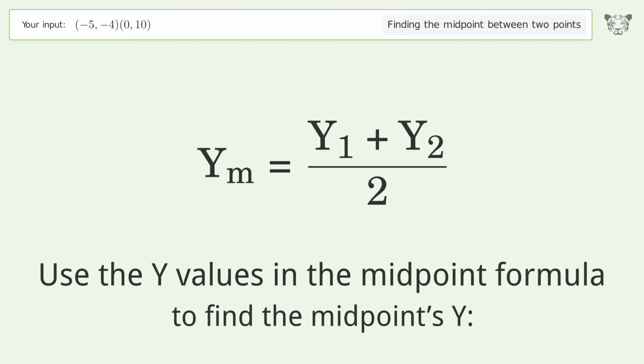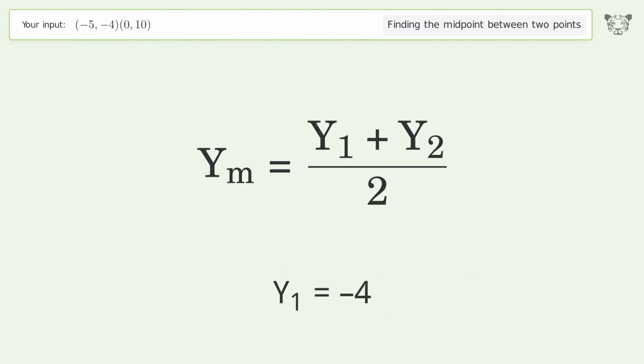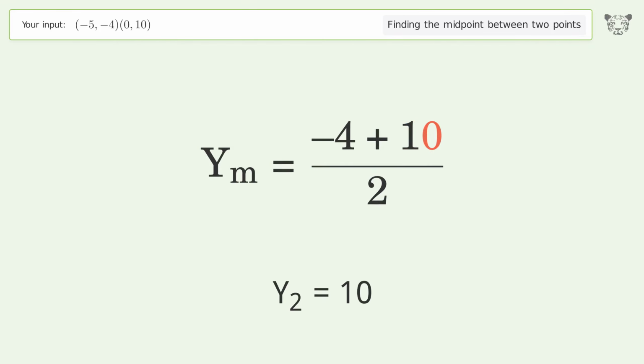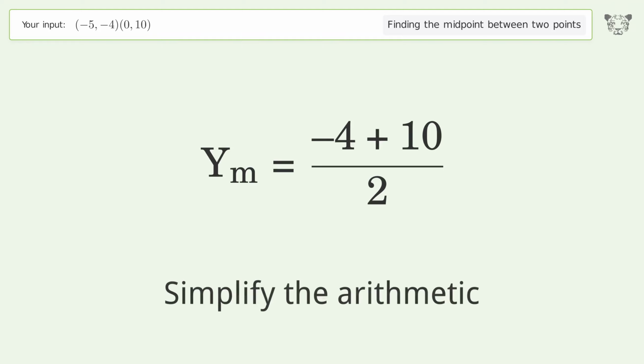Use the y values in the midpoint formula to find the midpoint's y. y1 equals -4. y2 equals 10. Simplify the arithmetic.